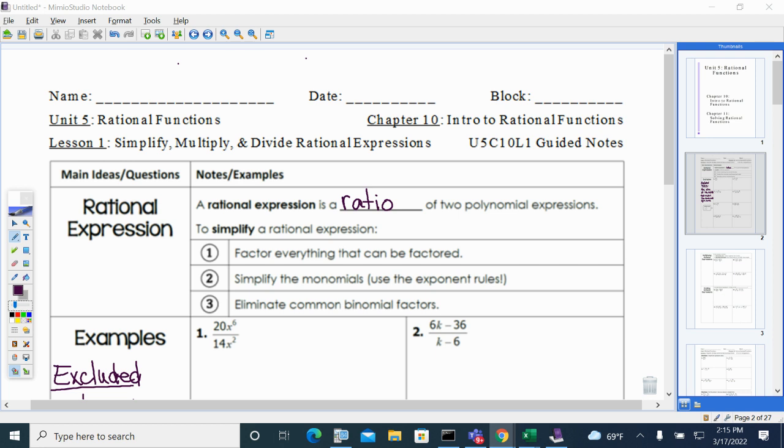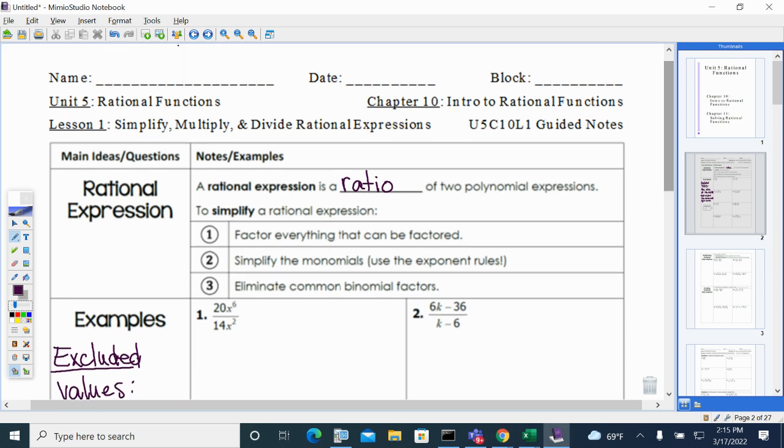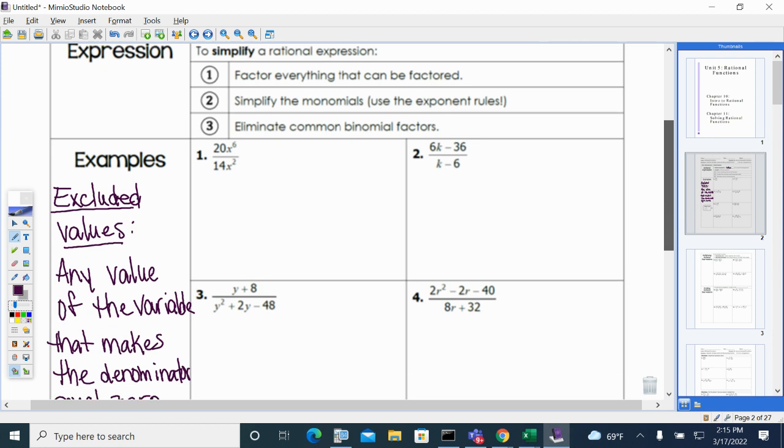So to simplify a rational expression, first, we're going to factor everything that can be factored. Secondly, we're going to simplify the monomials, which means we have to use those exponent rules. And then thirdly, we want to eliminate common binomial factors. And I want to talk to you just a second about common binomial factors. So when we go to eliminate common binomial factors, those binomials have to match exactly. One would need to be in the numerator, one would need to be in the denominator. And I'll explain more about what that's going to look like here in just a second.